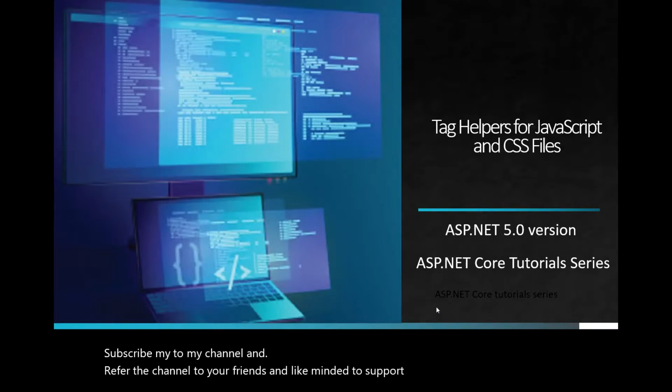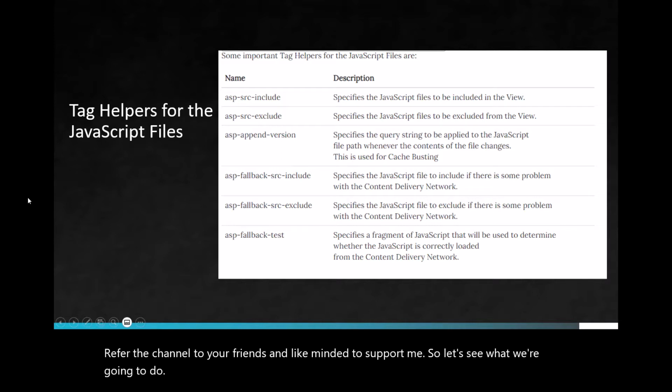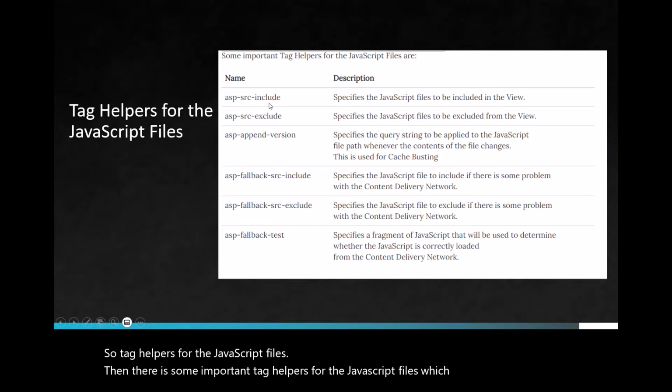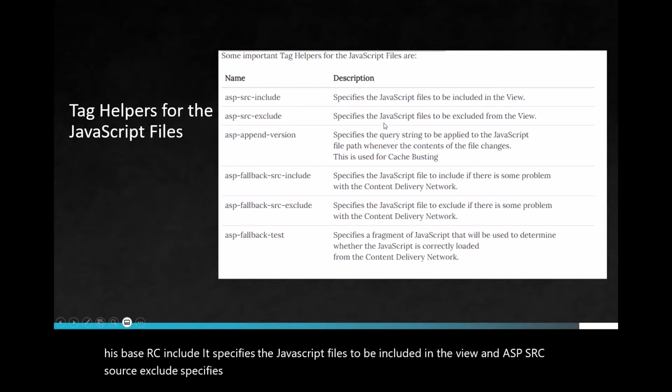So let's see what we are going to do. Tag helpers for the JavaScript files. Now there are some important tag helpers for the JavaScript files, which are asp-src-include. It specifies the JavaScript files to be included in the view, and asp-src-exclude specifies the JavaScript files to be excluded from the view, and asp-append-version, it specifies the query.